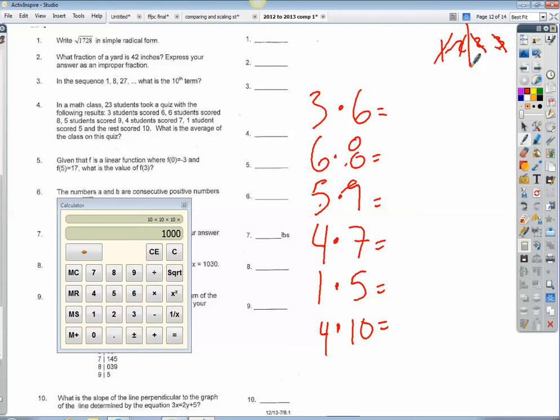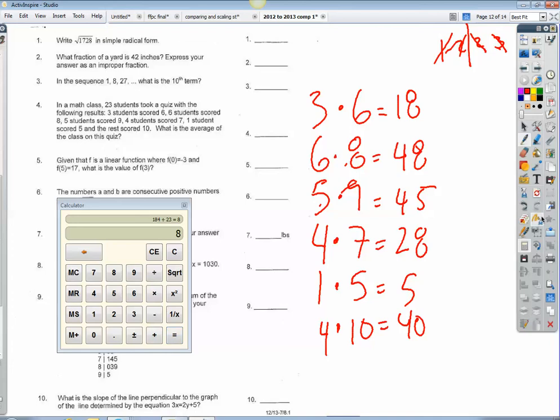All right, so what is the average score of the quiz? So here's 18, here's 48, here's 45, here's 28, here's 5, and here's 40. So let's add them all together. Am I doing times? Shoot, I am. So it's 18 plus 48 plus 45 plus 28 plus 5 plus 40. And then we had 23 students do it, so I'll divide that by 23. So I get an average score of 8.